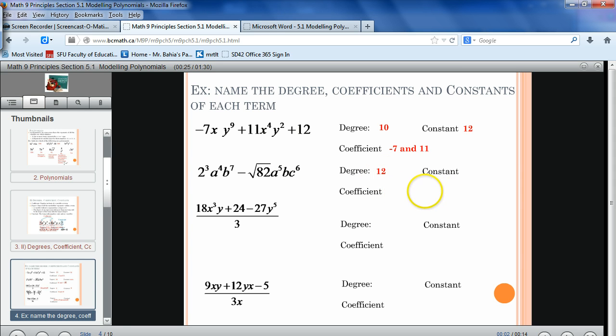The constant, is there a constant here? Well, that's got a variable, and that's got a bunch of variables, so there is no constant. And the coefficients are the numbers in front. Well, what is the number in front here? 8, and the number in front, you don't have to figure out what it is. It's negative the square root of 82. Okay, these two down here, we're not going to worry about. We'll show you how to handle these guys later on. So let's skip them.